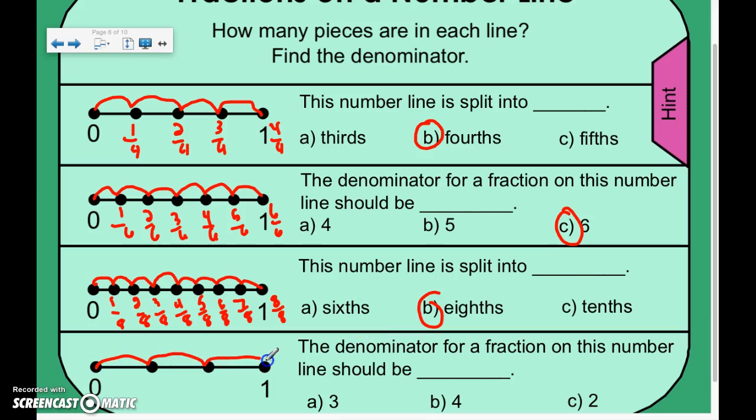1, 2, 3 jumps. So this is going to be 1/3, 2/3, and 3/3. So the denominator for a fraction on this number line should be 3. Okay, watch this as many times as you need to, but I'm going to move on.